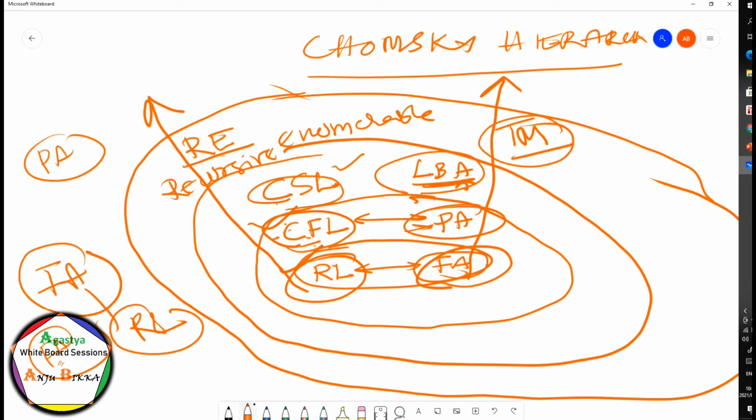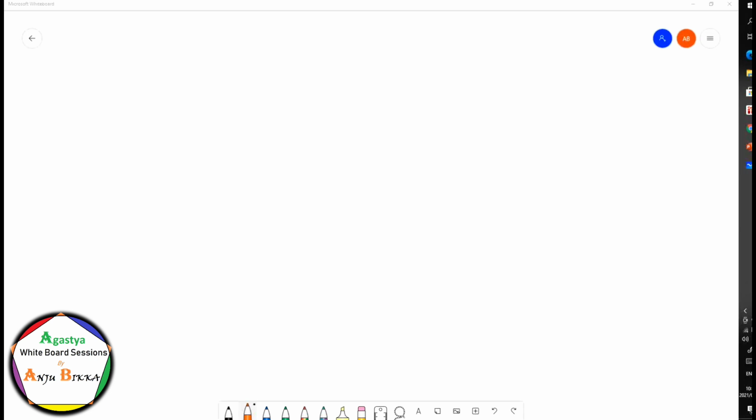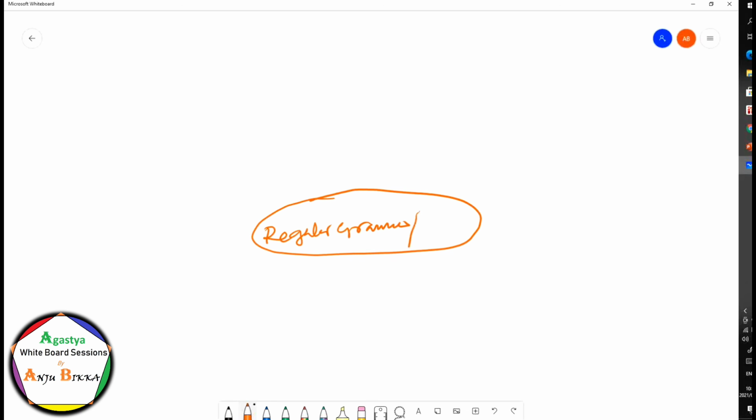We will write this hierarchy in a different manner. Now we will start from here. When you have a language, you have a grammar. So regular grammar, this is also called type 3 grammar. The language corresponding to this one is regular language. The finite automata corresponding to this is FA.